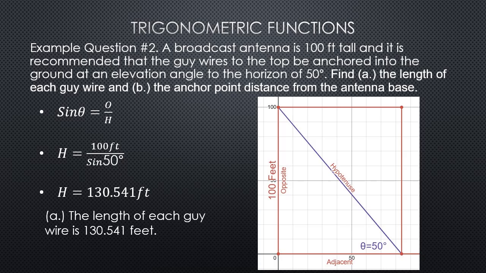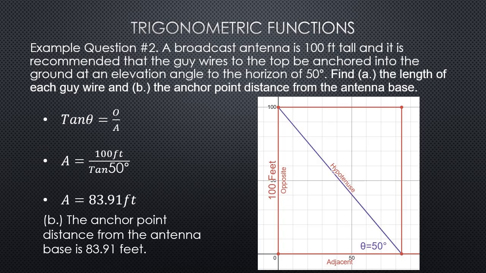The answer comes out to 130.541 feet. All right, so now we have the hypotenuse, or the length of the guy wire. And the temptation might be to use the cosine function.